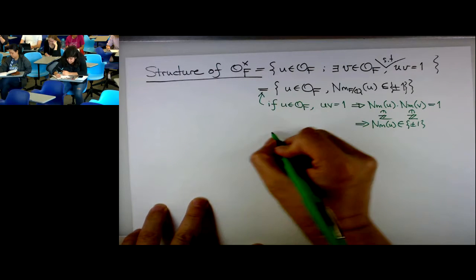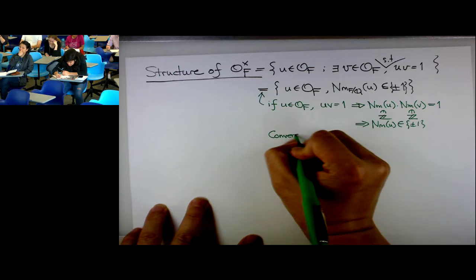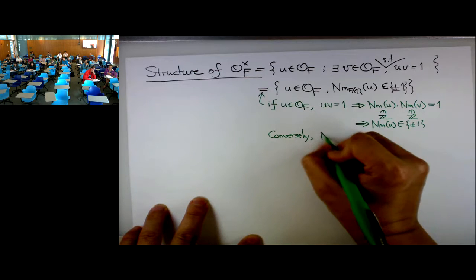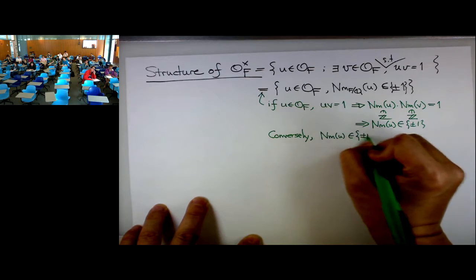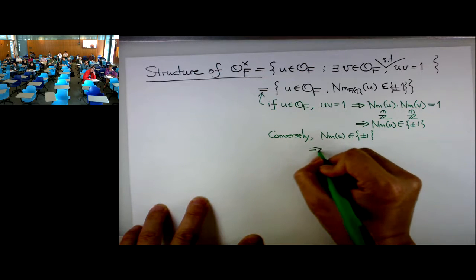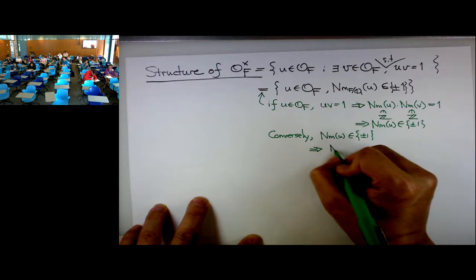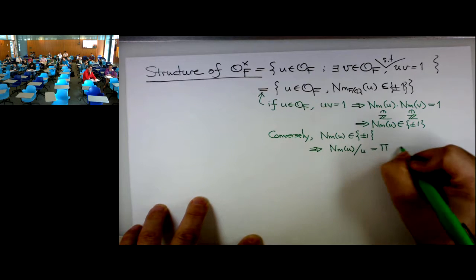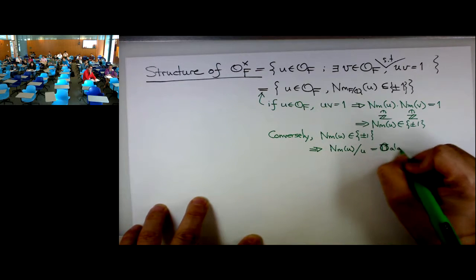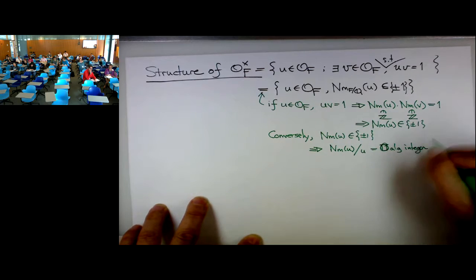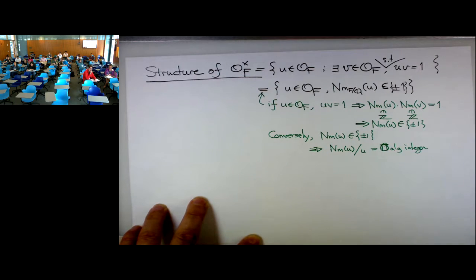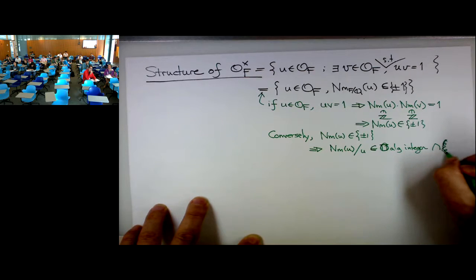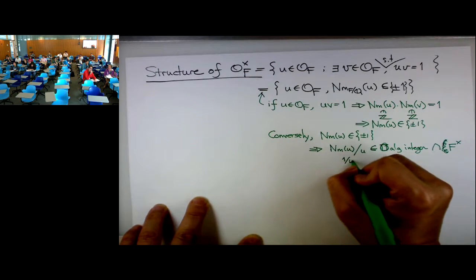Okay? Conversely, you can sort of do the same thing. Suppose the norm of u is plus or minus 1. Then what you note is that the norm of u divided by u is a product of all the other embeddings. This will be an algebraic integer in the algebraic closure, because it is a product of all other embeddings of the algebraic integer. On the other hand, it belongs to F cross, because this is just 1 over u. 1 over u always exists in F.